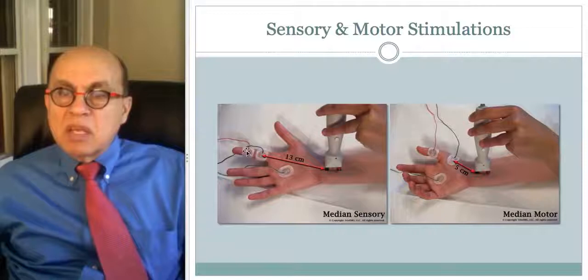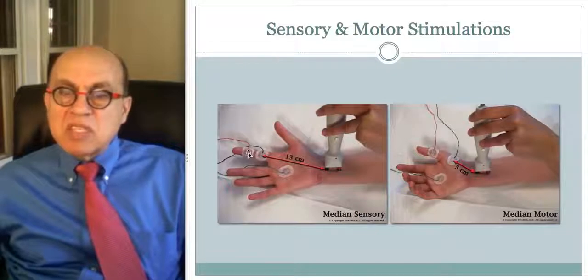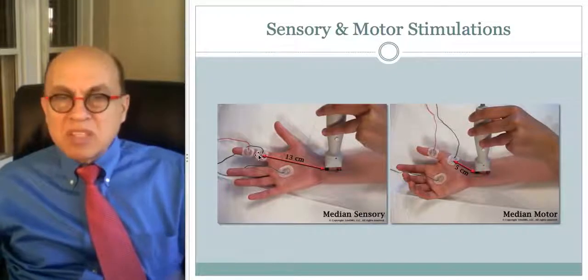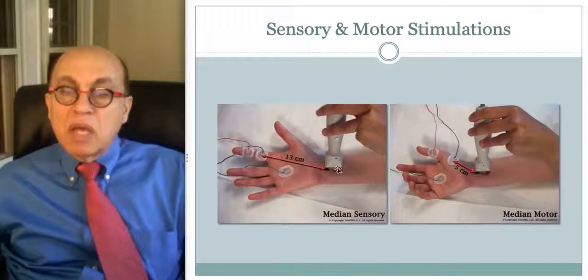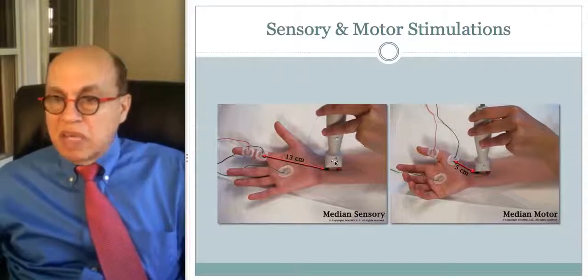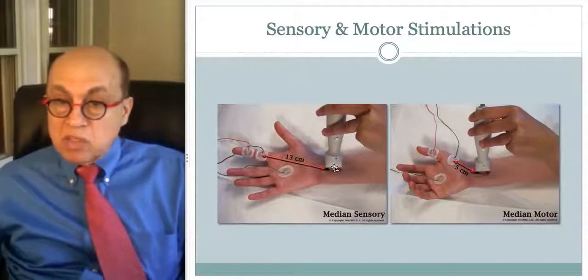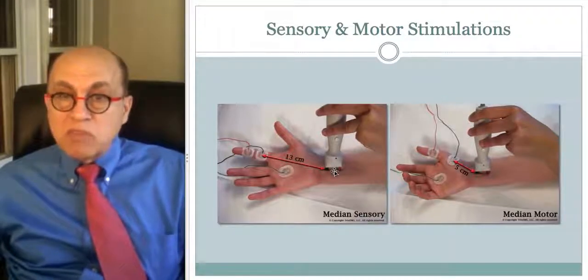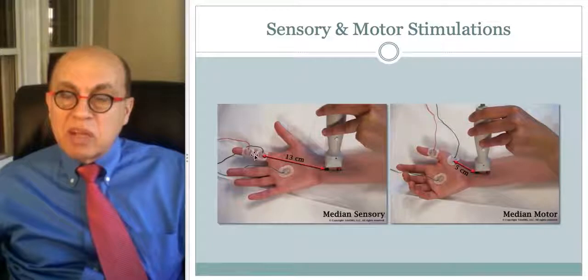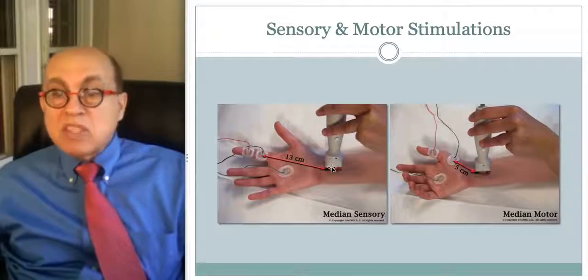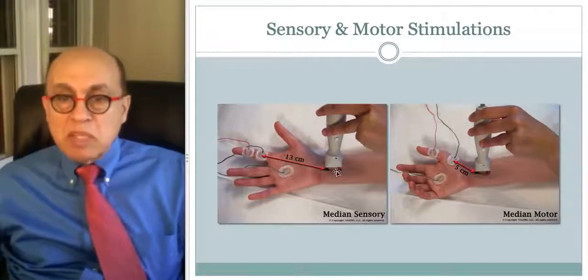That means the activity that is seen between these 2 electrodes. That's the best way to think of it. And the electrical stimulator delivers an electrical shock, which the patient feels as a tingling going down their hand. So this is a sensory study, in this particular case of the median nerve.